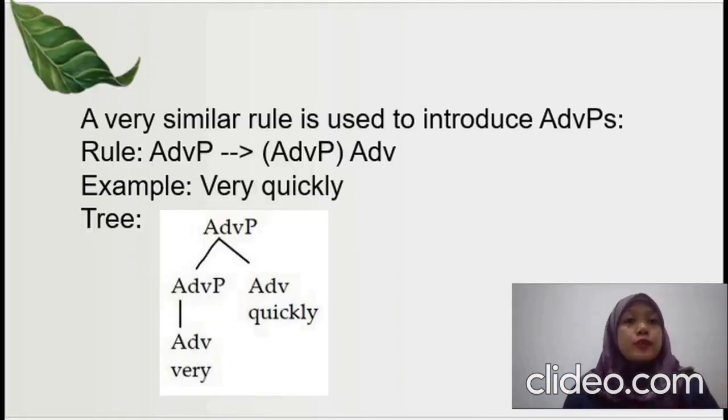A very similar rule is used to introduce adverb phrase. The rule indicates that an adverb phrase can consist of an optional adverb phrase followed by an adverb. In this example, very is an adverb modifying the adverb quickly. The adverb phrase very quickly functions as an adverb phrase describing the manner in which something is done. Therefore, the adverb phrase consists of the adverb very followed by the adverb quickly.